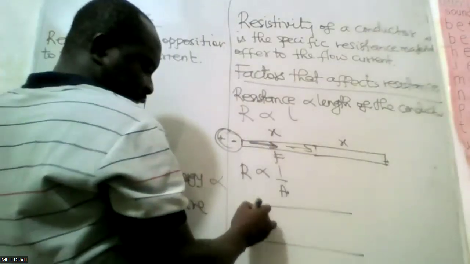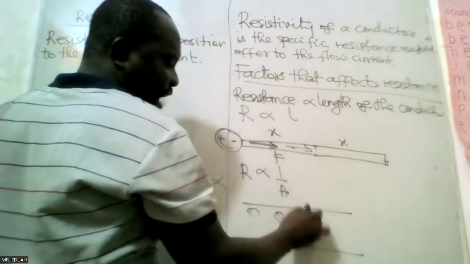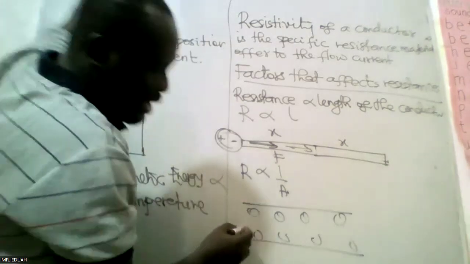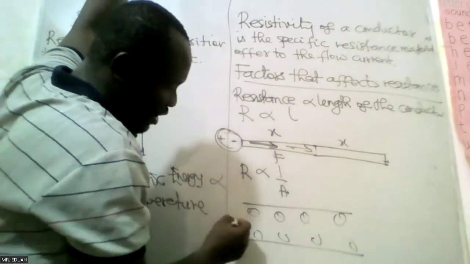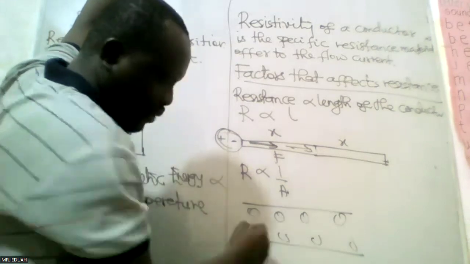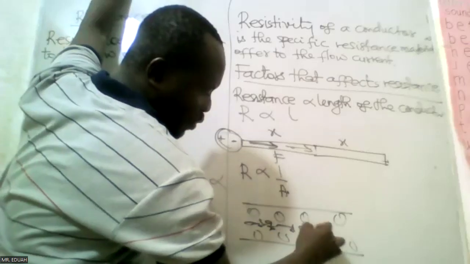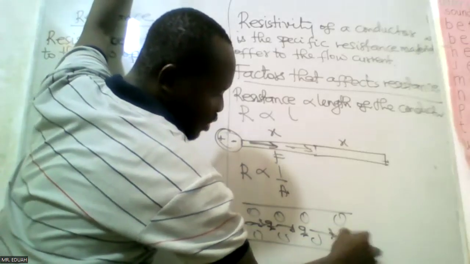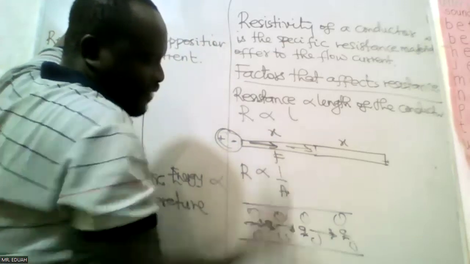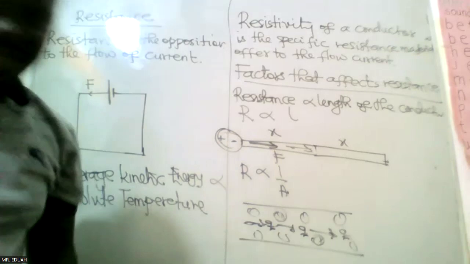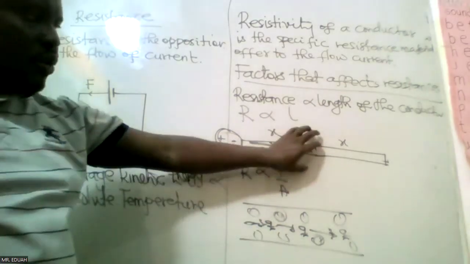So by increasing the area, yes, atoms will be vibrating, but there will be space for the free-flowing electrons to pass. So when they are passing, even though atoms can be vibrating, the chances that they will be knocked off is less compared to when the cross-sectional area is small.